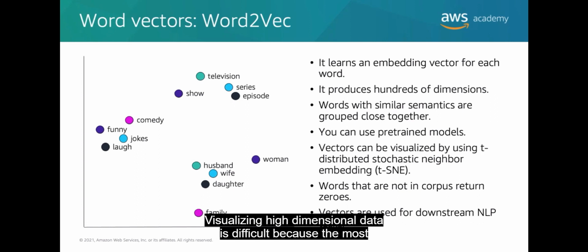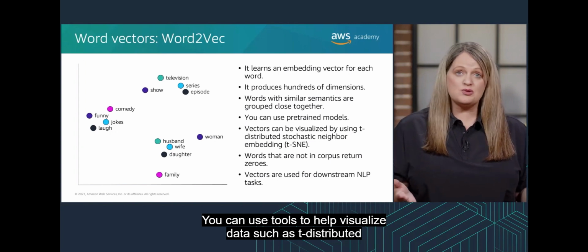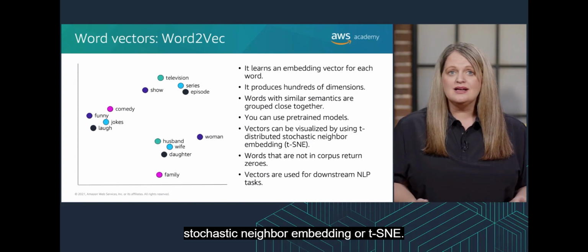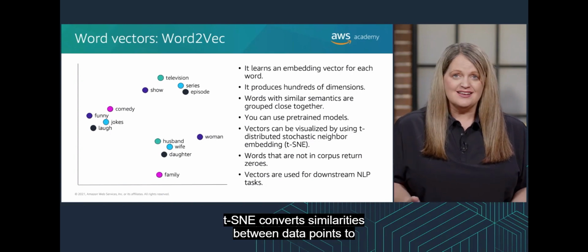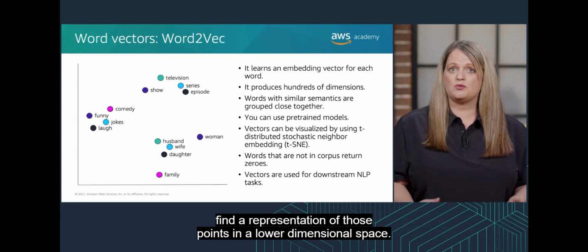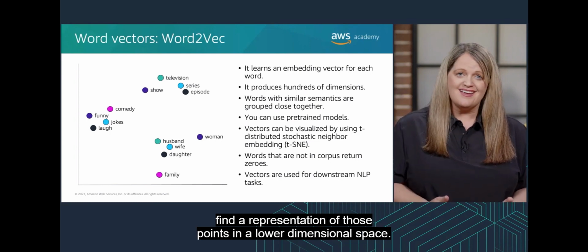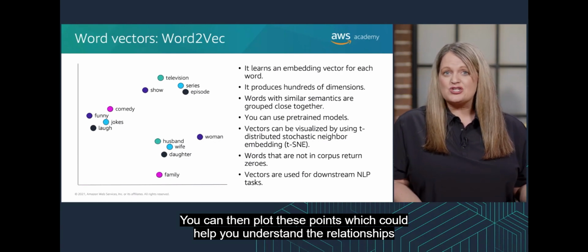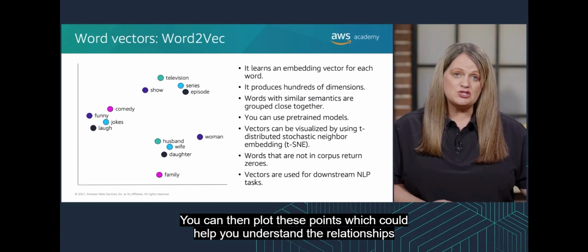Visualizing high-dimensional data is difficult because the most we can understand visually is space in 3 dimensions, or 3D. You can use tools to help visualize data such as T-distributed stochastic neighbor embedding, or t-SNE. t-SNE converts similarities between data points to find a representation of those points in a lower dimensional space. You can then plot these points, which could help you understand the relationships visually.